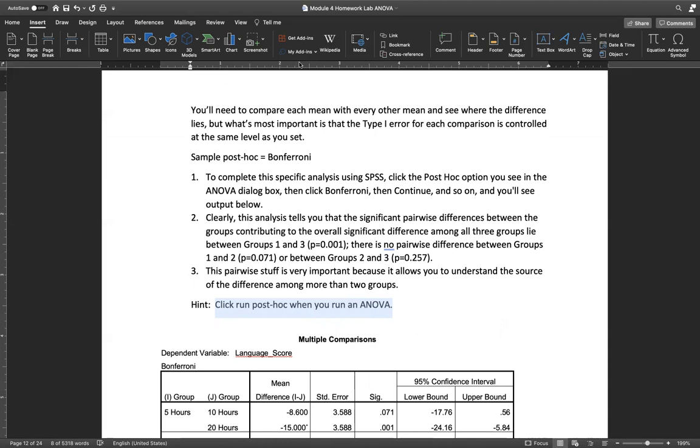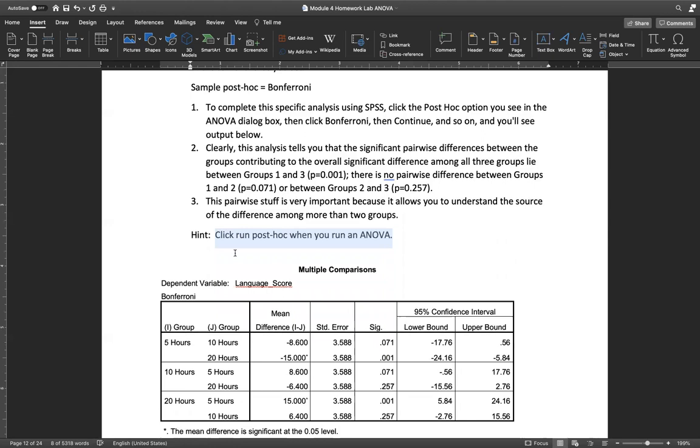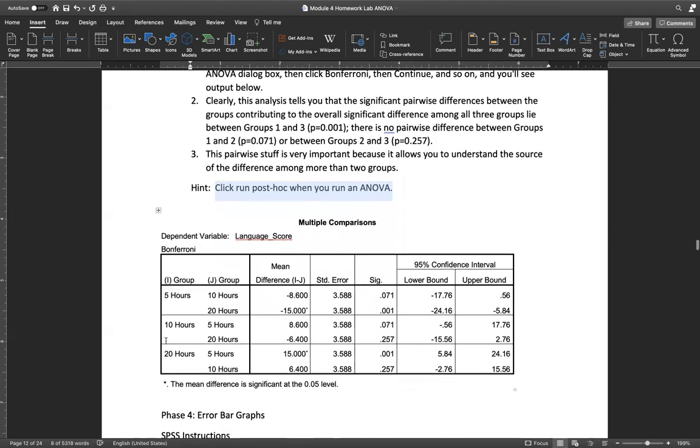If my ANOVA is not significant, I just don't look at the post hoc, right? Because if the ANOVA is not significant, there's no reason to look at the post hoc because none of the findings are going to be significant. But in this case, we did have a significant finding. So let's see how we interpret this chart. This is what a multiple comparisons, also called a pairwise comparison, looks like.